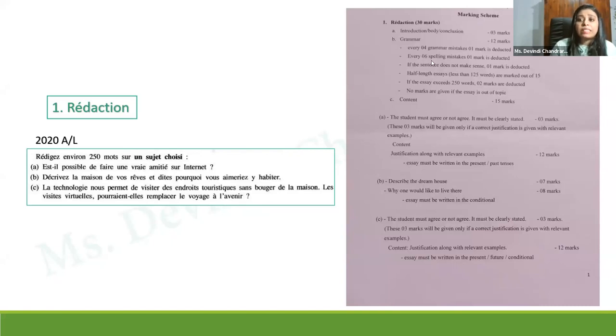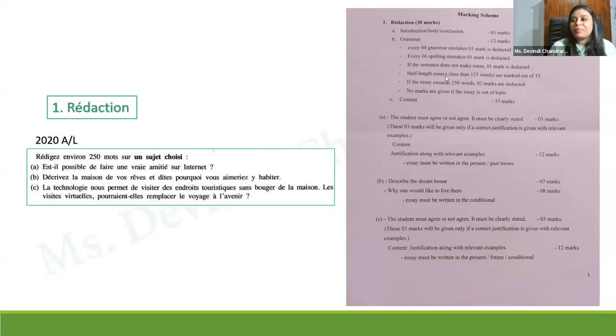And for every 6 spelling mistakes, you will be deducted 1 mark. If the sentence does not make sense, like if you don't provide your essay with a coherent sentence, 1 mark is deducted. Half length essays, for example, if you are given a 250 word essay and you just write 125 or fewer words, your essay would be marked out of 15 marks, okay?